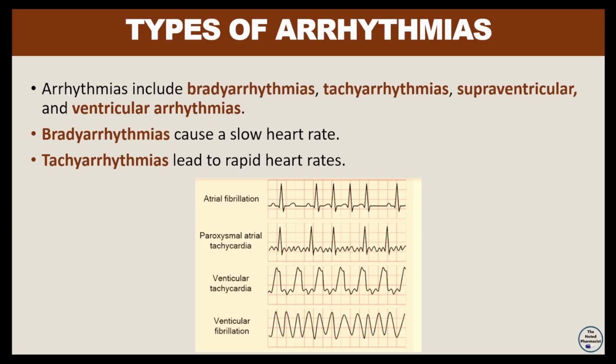Types of arrhythmias. There are four main types of arrhythmias, and these include bradyarrhythmias, where the heart beats too slowly, tachyarrhythmias, marked by an excessively rapid heart rate, supraventricular arrhythmias, which originate above the ventricles, and ventricular arrhythmias, arising from the lower chambers of the heart. The most prevalent type of arrhythmia is atrial fibrillation. Let's explore it in greater detail.